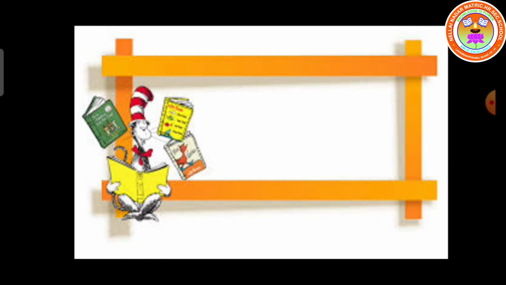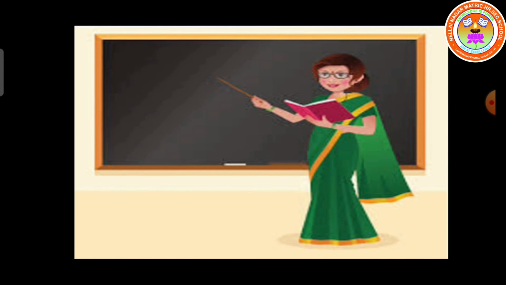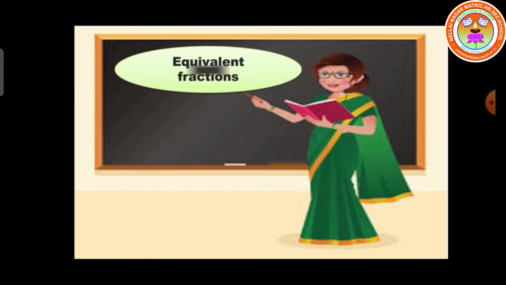Let us start today's session, chapter 6 fractions, continuation. The topic which we are going to see today is equivalent fractions. In the last session, we learned three types of fractions, that is proper, improper and mixed fraction. Now another type of fraction is equivalent fractions.